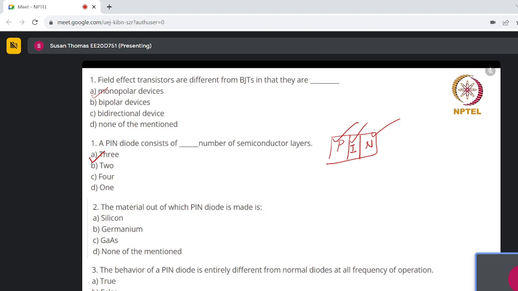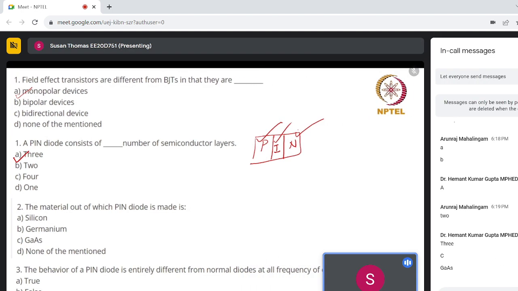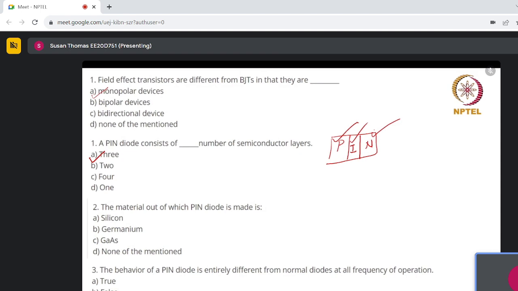I request everybody to answer. Please make a guess. What is the material of a pin diode? Is it silicon? Is it germanium? Is it gallium arsenide? Okay, let me break it. So it is silicon. Okay, so pin diodes are generally made of silicon.